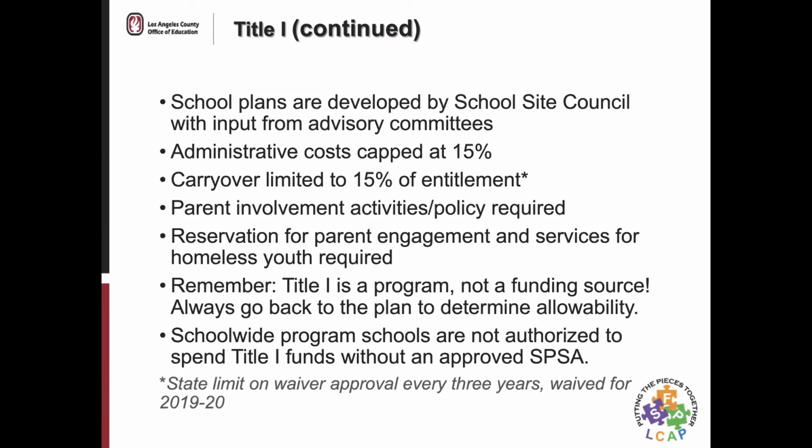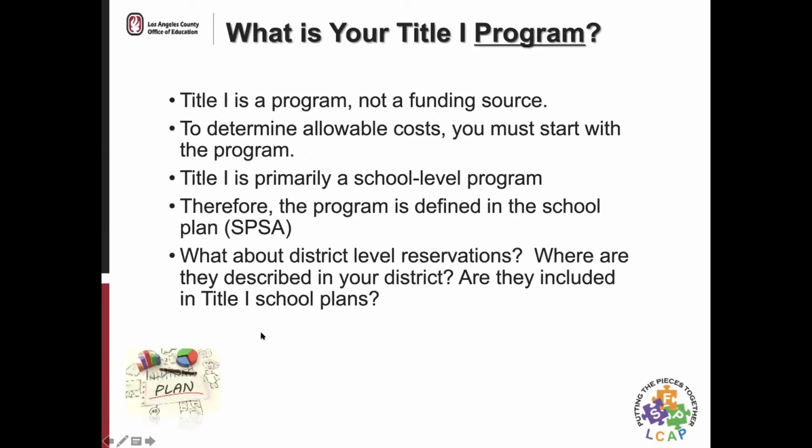So it's not, what can I spend money on, because it's not a funding source. It's a program, and the program determines allowability. All right. So now the question is, what is your Title I program? Again, start with the plan. And that's where it should be described. And then what about reservations?